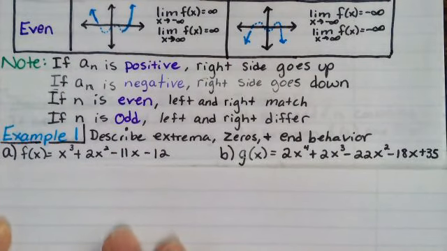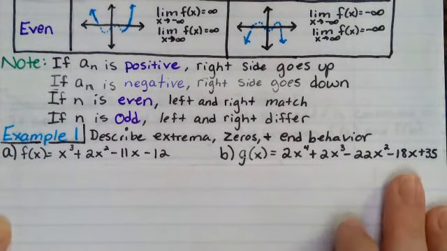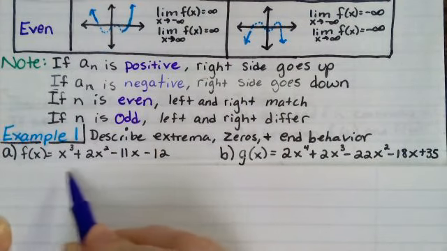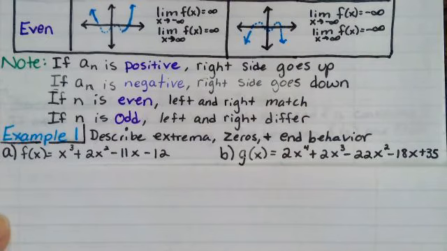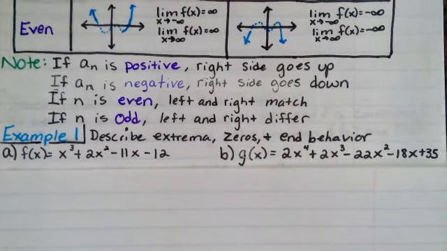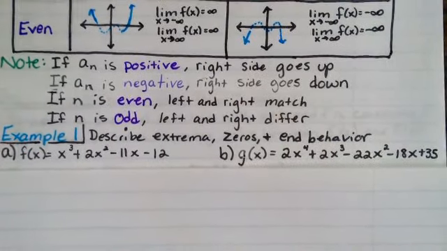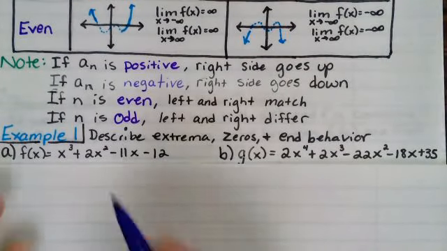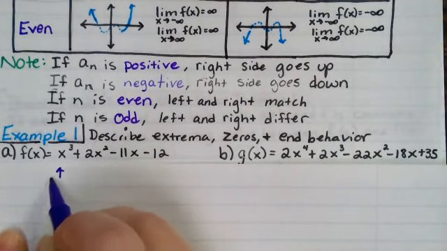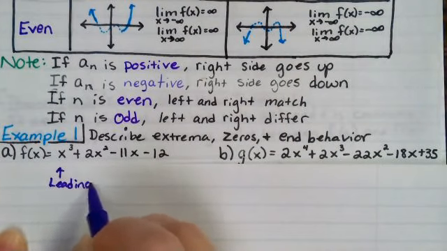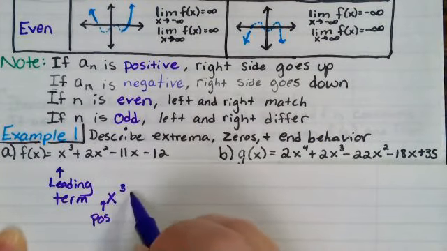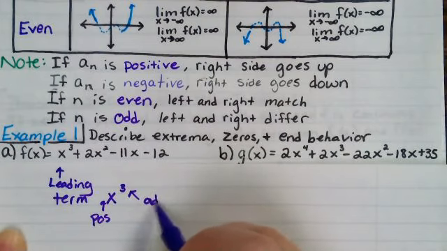All right. Now, the first thing I want to pay attention to is what is my leading term? Well, I'm going to look through, make sure it's in standard form first, which it is. That highest degree is a 3, and that one's listed first. All of the exponents are written in descending order. So that tells me my leading term is x cubed. Well, I see that this is positive. I also see that the exponent is odd.